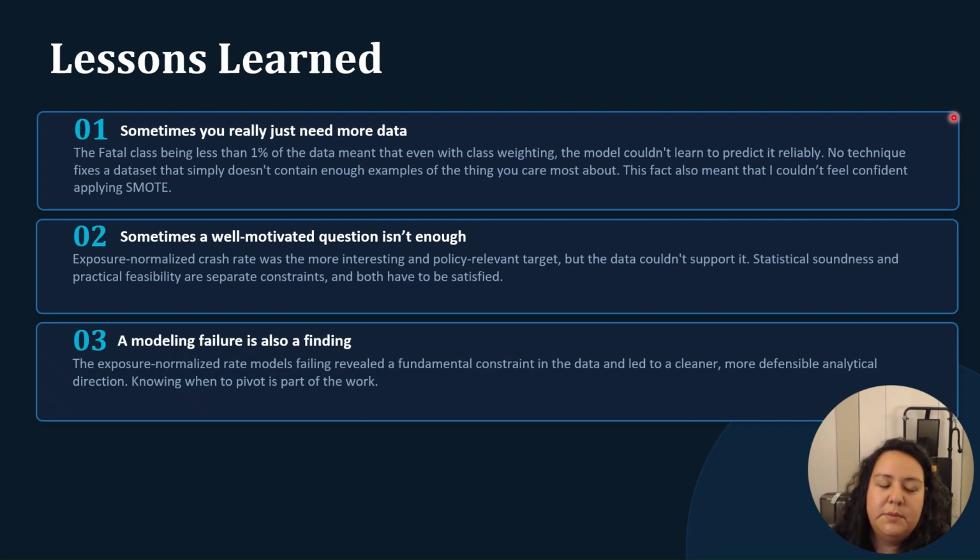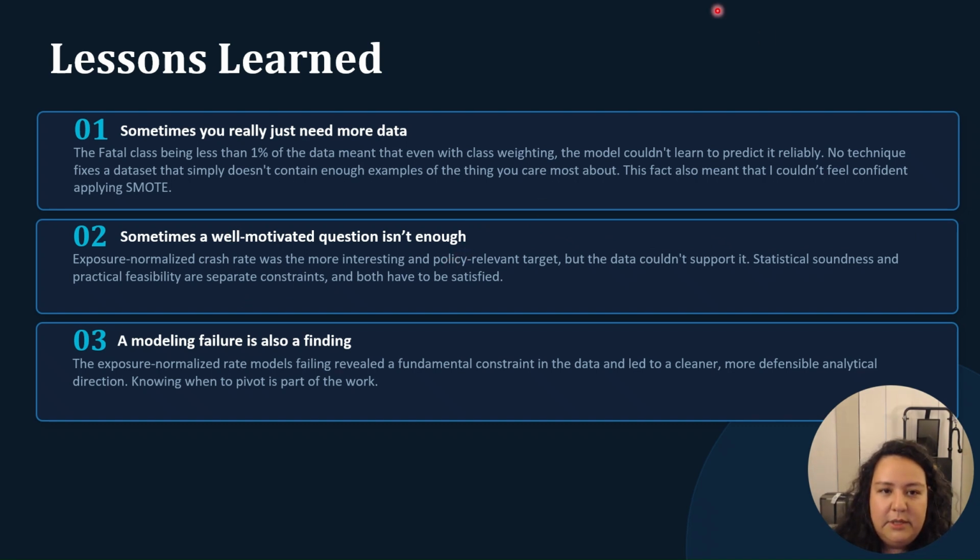3 lessons came specifically from the modeling work in this project. Sometimes you really just need more data. So the fatal class being less than 1% of the data set meant the model couldn't learn to predict it reliably regardless of what technique I applied. Nothing really substitutes having enough real examples of the thing you care most about, especially with such a high dimensional data set with 50 different features. That constraint also meant that I couldn't confidently apply SMOTE, because with so few real fatal cases, I think the synthetic interpolation would have been building on a very shaky foundation.